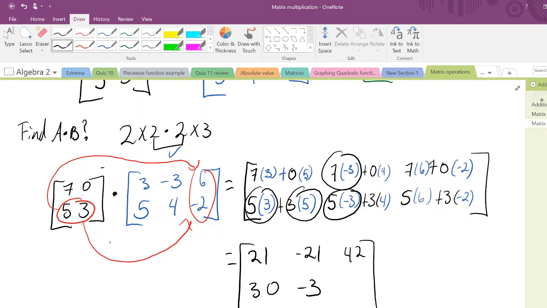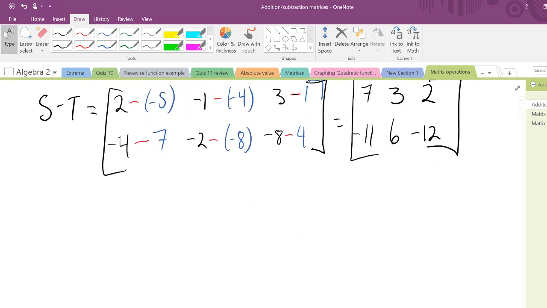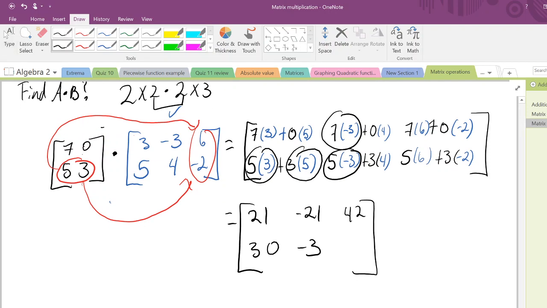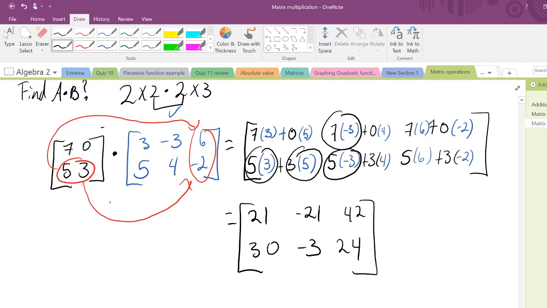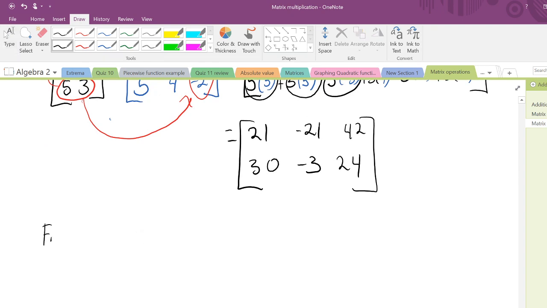And then 5 times 6 is 30, plus 3 times negative 2, that's negative 6. So 30 minus 6 is 24. Okay, this right here is your final answer for A times B.